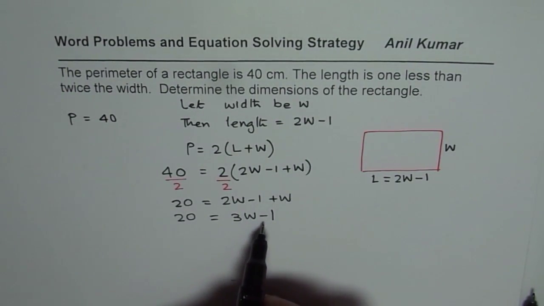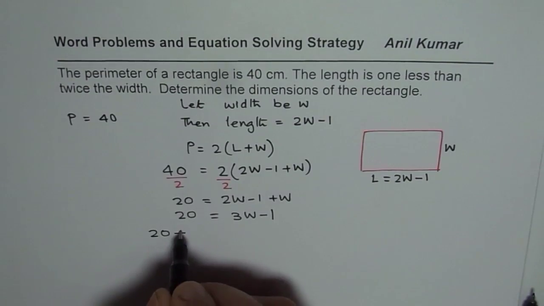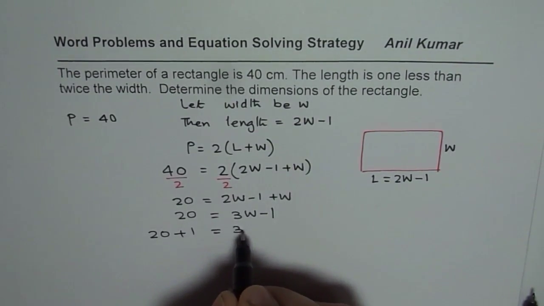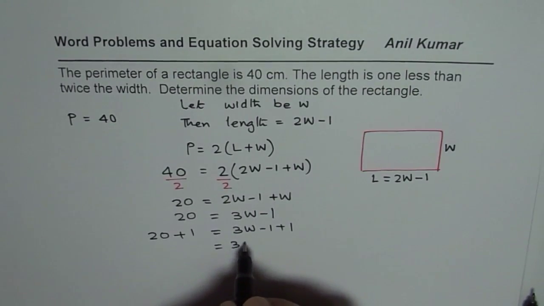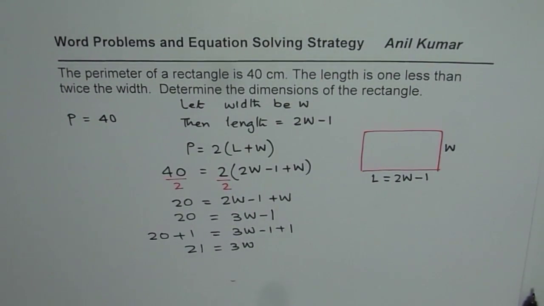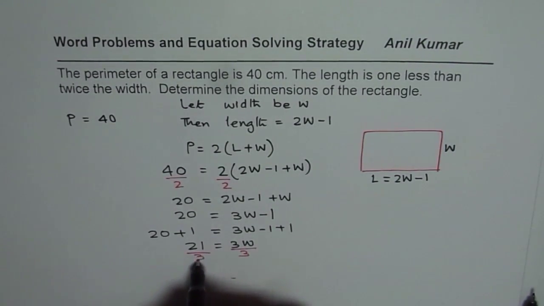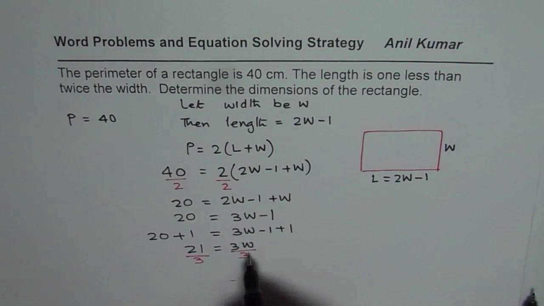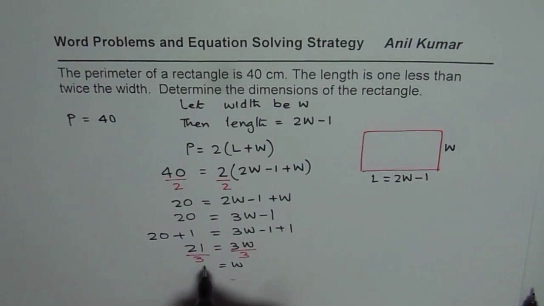Now, to isolate W, we can add 1 to each side. So we get 20 plus 1 equals 3W minus 1 plus 1. And that gives us 3W equals 21. To find W, we can divide by 3, right? So we'll divide by 3 on both sides to get the width W. So we get width W equals 21 divided by 3, which is 7.